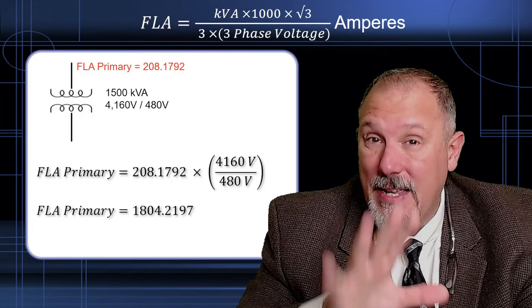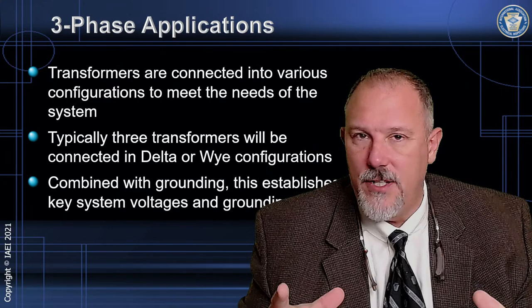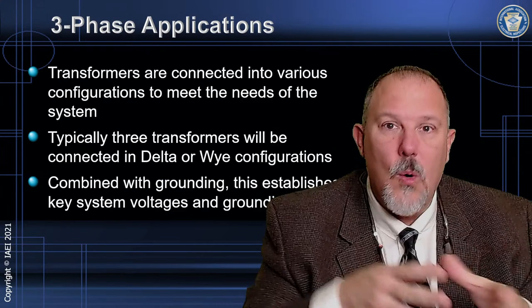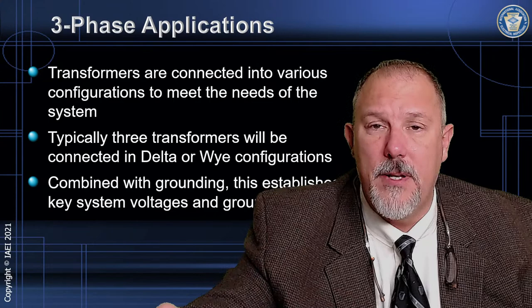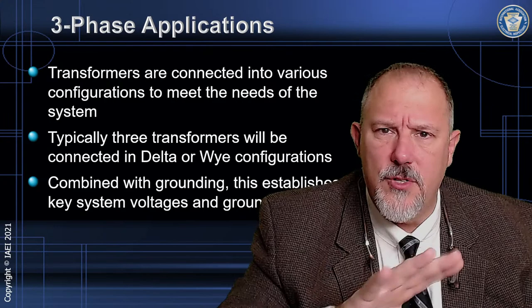Okay, three-phase applications. Transformers can be connected into various configurations, and if I connect the primary and secondary, I can connect delta or Y. I can establish the grounding. I can establish whether it's a separately derived system. Not all transformers are separately derived systems. If I have an autotransformer, for example, it's not a separately derived system. Delta, Y, those types of transformers are all going to be separately derived systems.